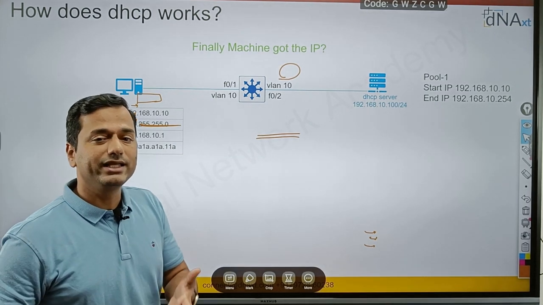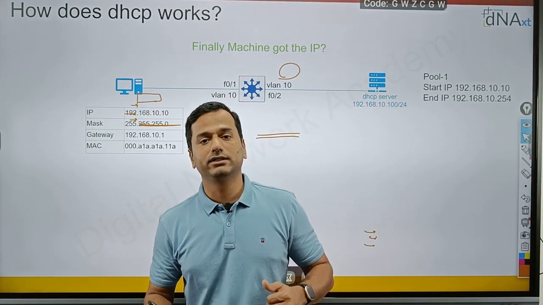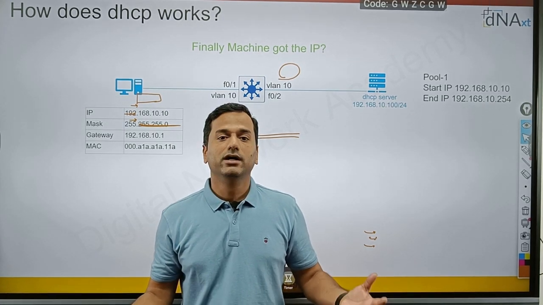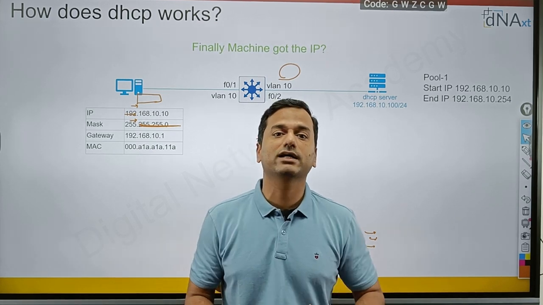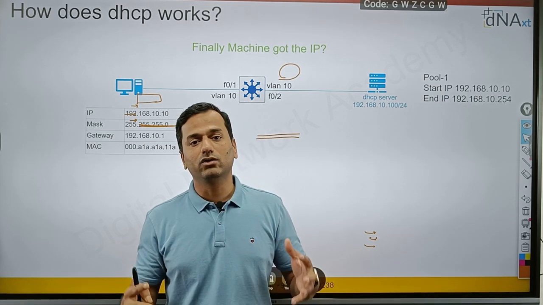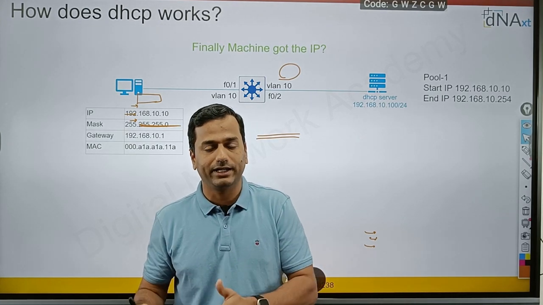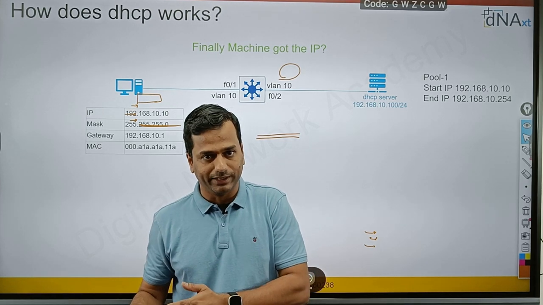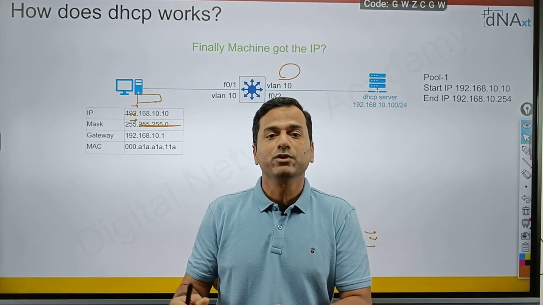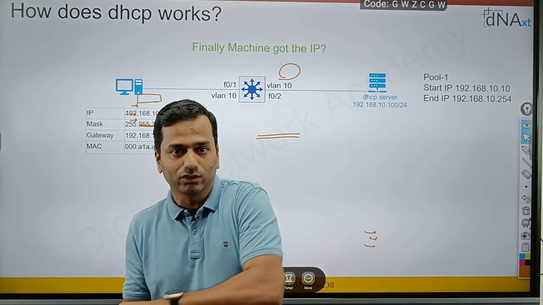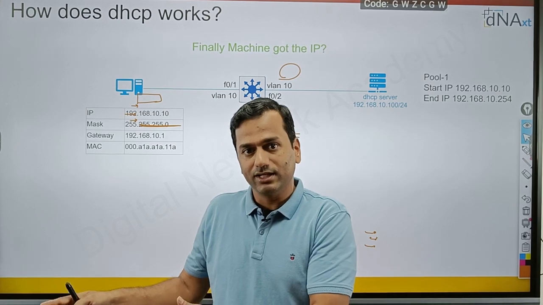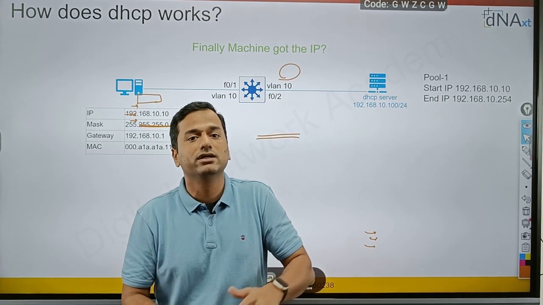Okay, so let's quickly recap. DHCP is the Dynamic Host Configuration Protocol. There are two roles in DHCP, the client role and the server role. The server always uses UDP port 67 and the client always uses UDP port 68. How does DHCP work? It always follows the DORA process: discovery, offer, request, acknowledgement. Discovery is always sent by the client to discover the server. Offer is always sent by the server to the client. Request is always generated by the client for the server, and the server always generates the acknowledgement for the client.